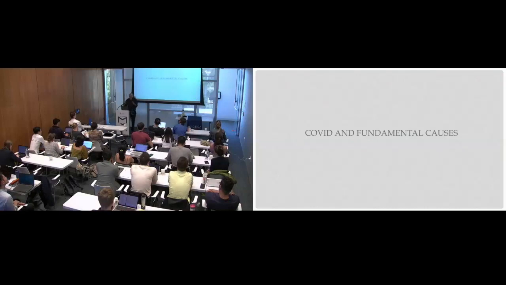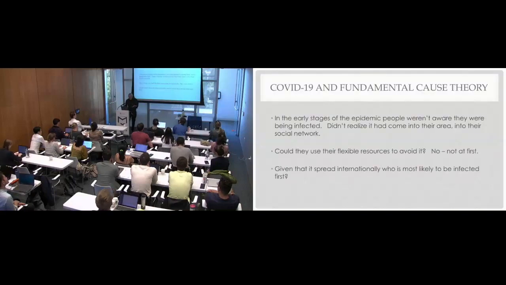So just to give you an example of this, we already used COVID nicely once earlier, I'll use COVID again. So think about the early stages of COVID, the stages of the epidemic. People weren't aware they were being infected, right at the beginning. Didn't realize it had come into their area, into their social network. So could they use their flexible resources at that moment to protect themselves? No, they didn't know what was going on.